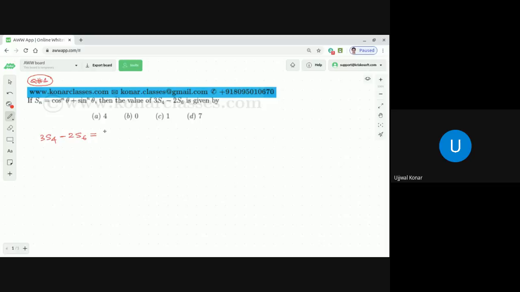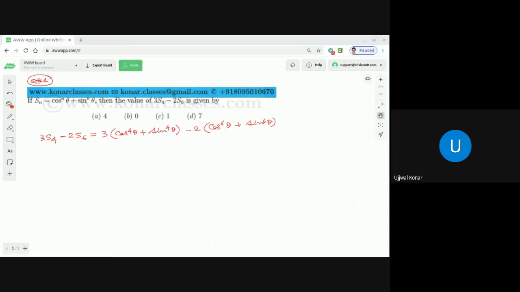So what you can do is that, from the definition, we get 3 into cos to the power 4 theta plus sin to the power 4 theta, minus 2 into cos to the power 6 theta plus sin to the power 6 theta. All of you got, dear students, as 1 or not yet? Disha, did you get it? Yes, sir. Okay. So fine then.